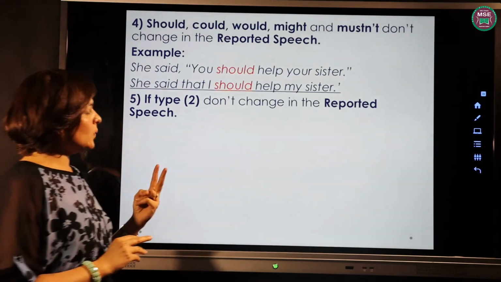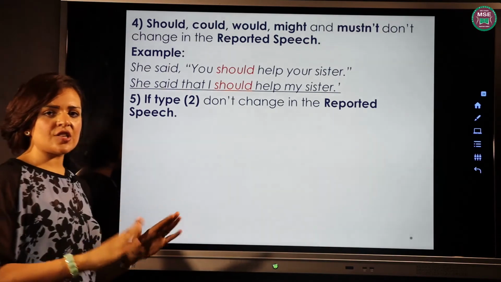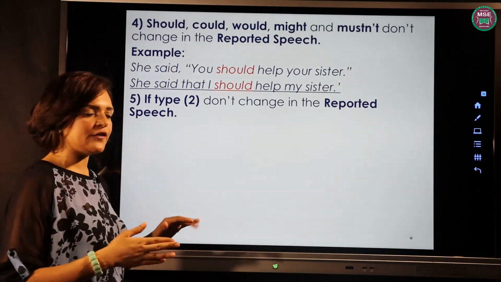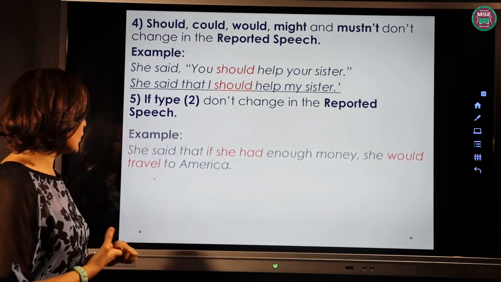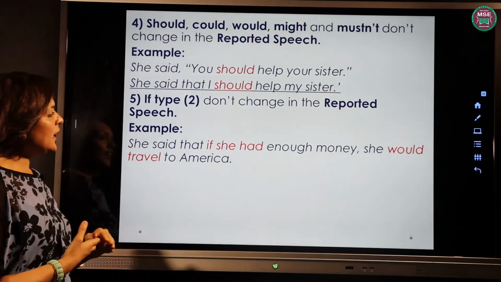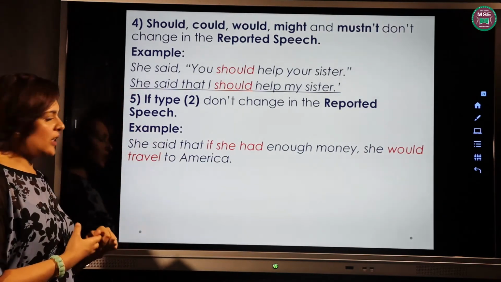If type 2, we use it in the direct speech, we leave it as it is. There is nothing to change in the second type of if conditional in this case. For example, she said that if she had enough money, she would travel to America.